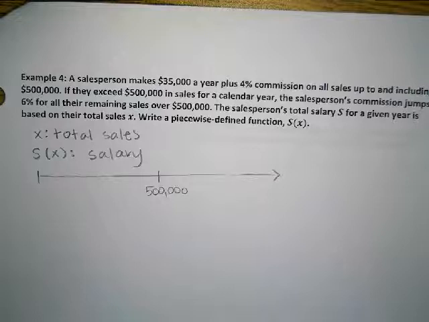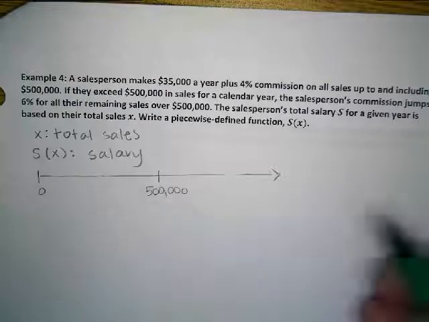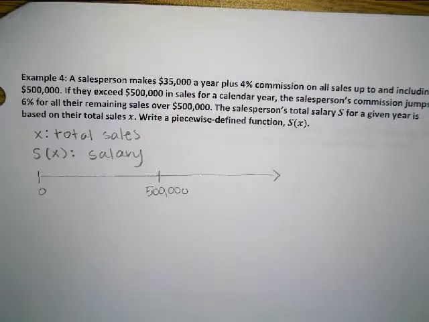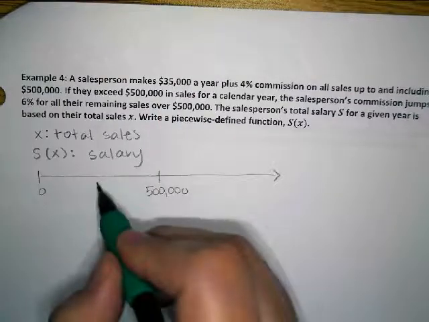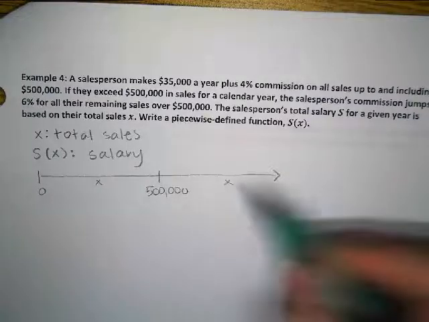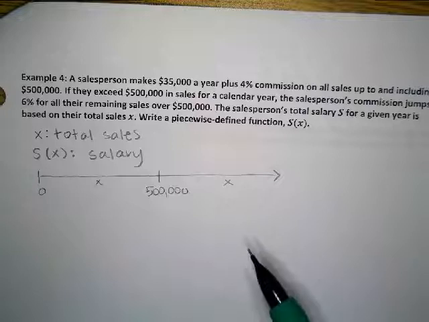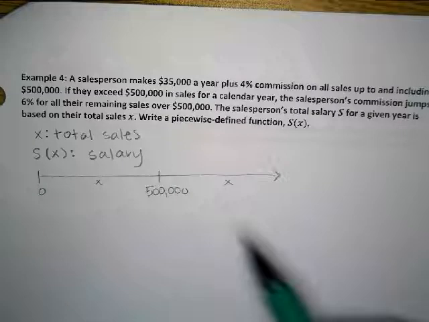Now that 35,000 is not your sales, right? That's not an X value, that's a Y value. So these are our X values. This is kind of a nice piecewise function because there's only two options. You either made less than 500,000 in sales or you made more than 500,000 in sales.